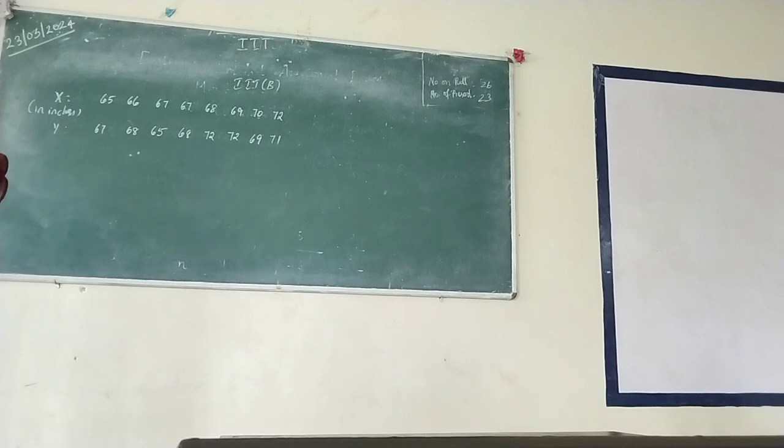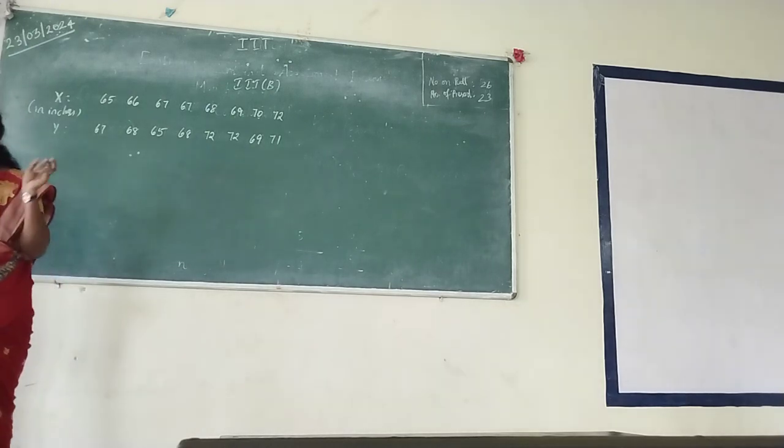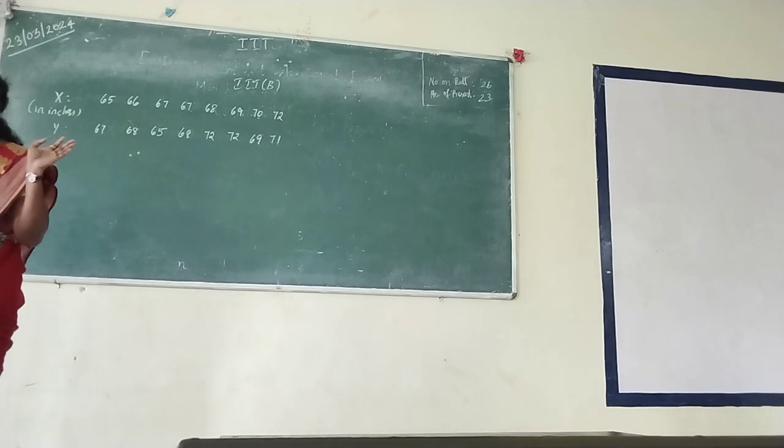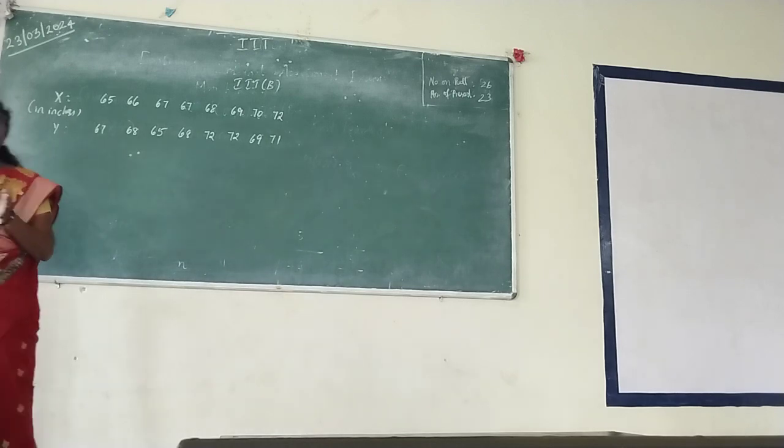So here we are going to find how much the height of the father and son are correlated. How much relationship exists between father and son. That is what we are going to discuss here. Can you understand where we can apply all these things, ma'am? Wherever you are going to compare two different things, we can go for correlation.